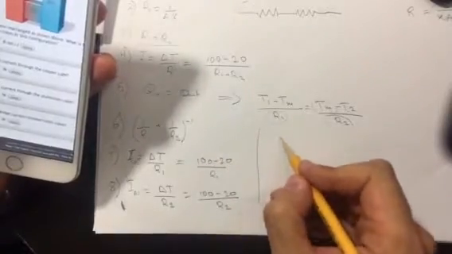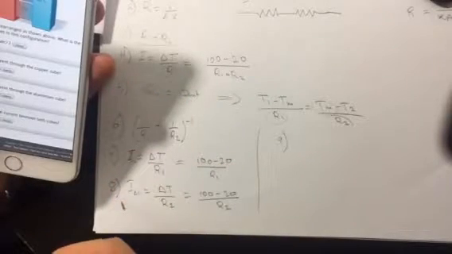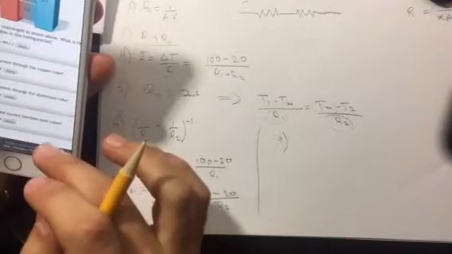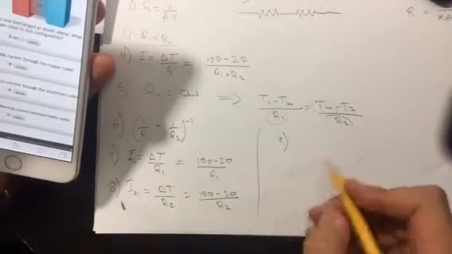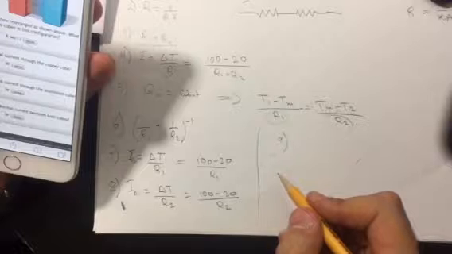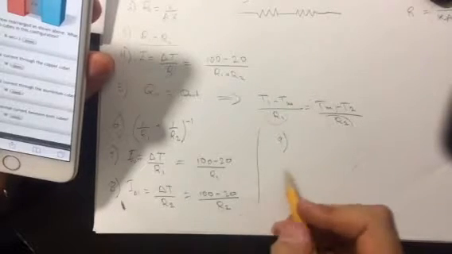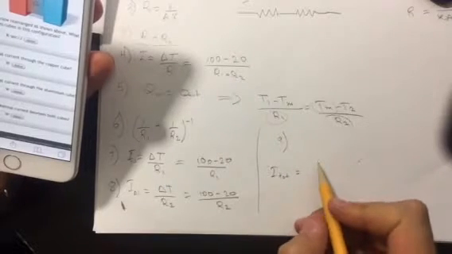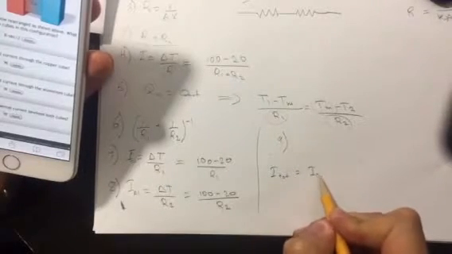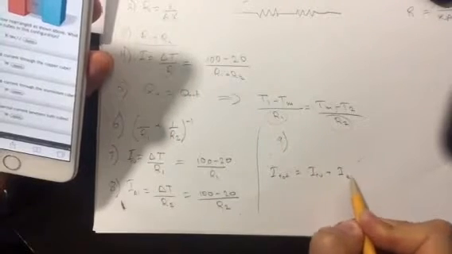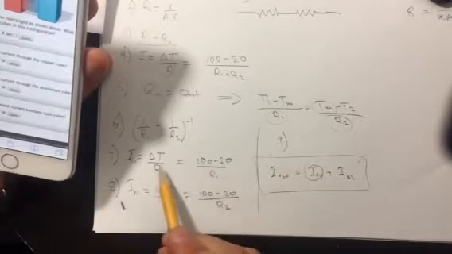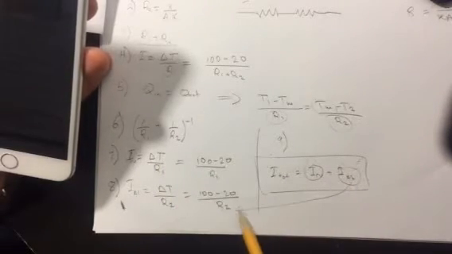And then number 9, what's the total thermal current between the two cubes? We just add them both together. So I total will be equal to the sum, which is I copper plus I aluminum. This is the answer from this one and from this one over here.